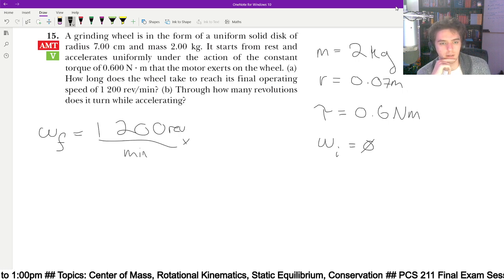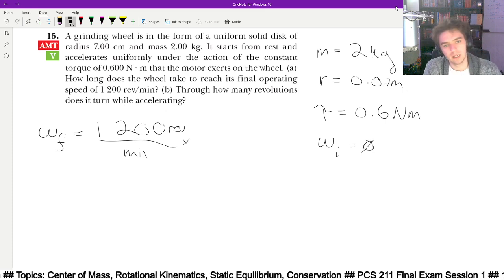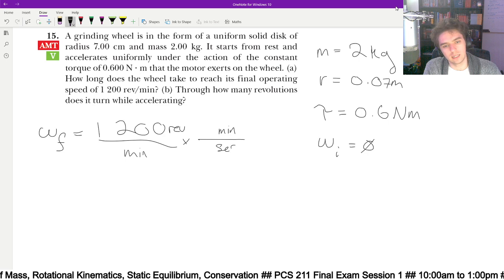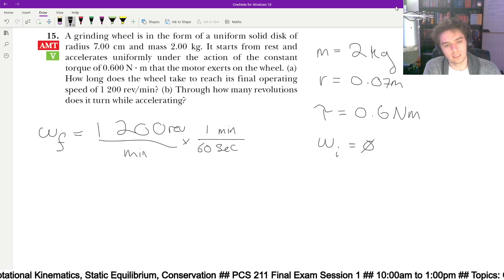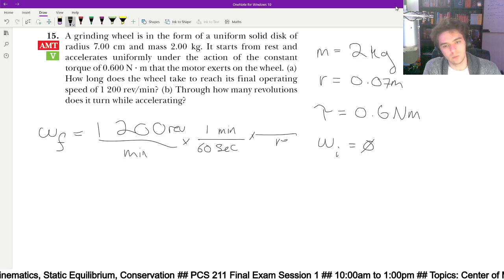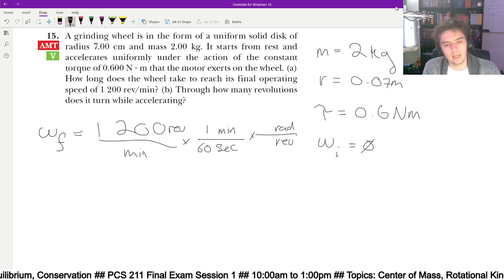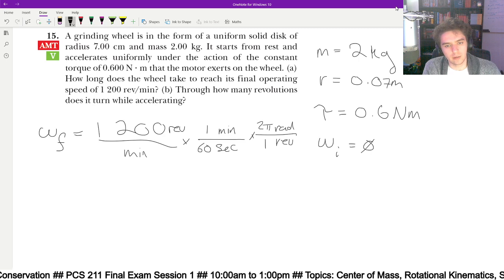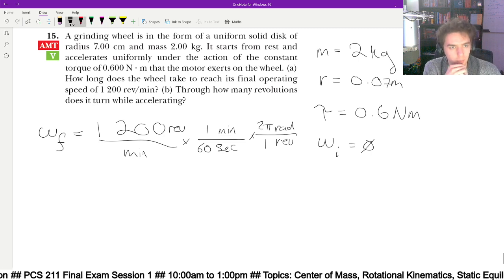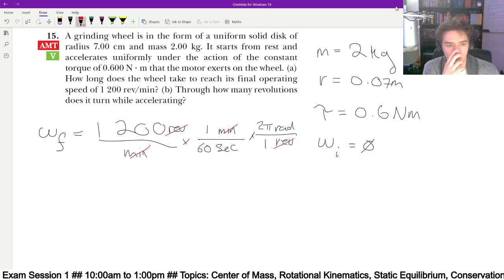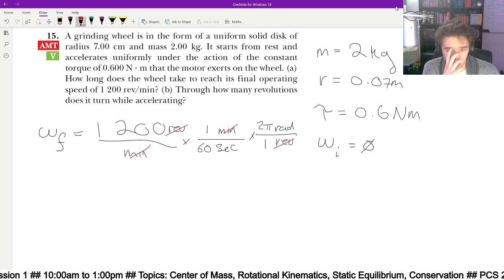I'm going to convert that right away to radians per second, right? So in 1 minute there's 60 seconds, and in 1 revolution there's 2 pi radians. Okay, so you know that you're going to have to go back to revolutions afterwards. This question's kind of working in minutes and revolutions.